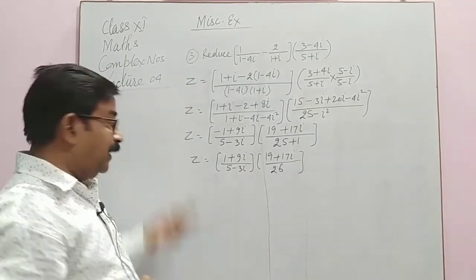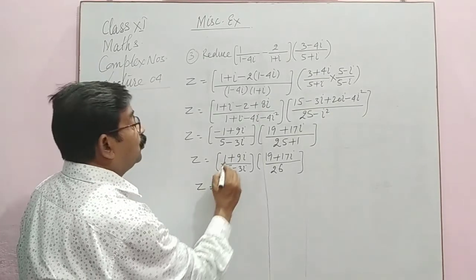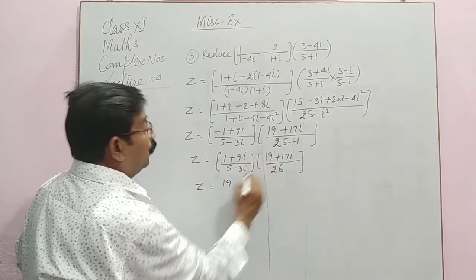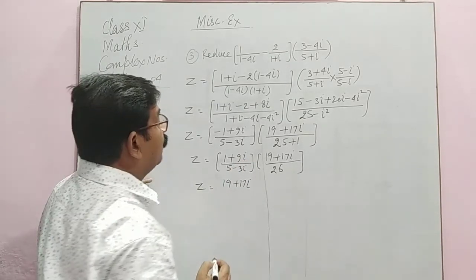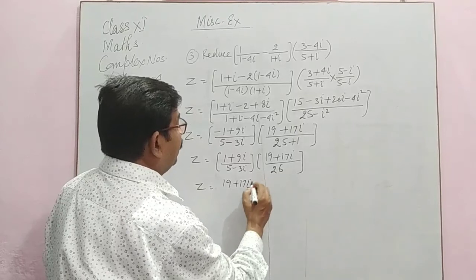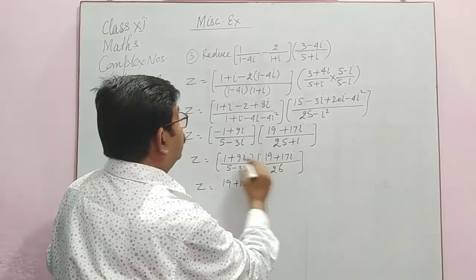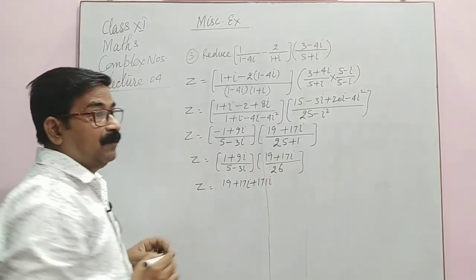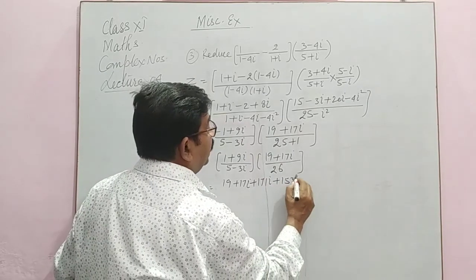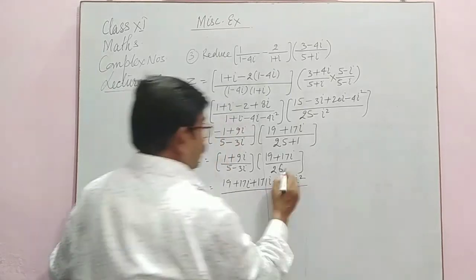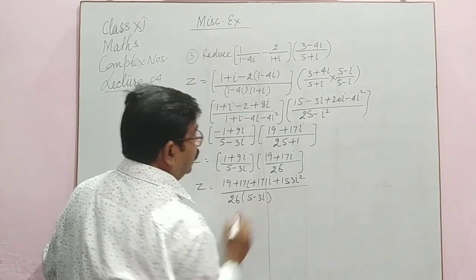Got it? Now again multiply this. Z is equal to 1 into 19, 1 into plus 17i. Here 19 nines are 171, so plus 171i. Here 17 nines are 153, so plus 153 i square, upon 26 times 5 minus 3i. Got it?